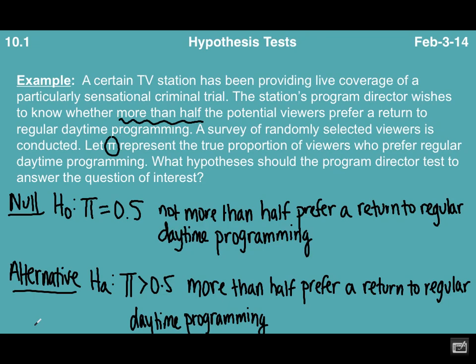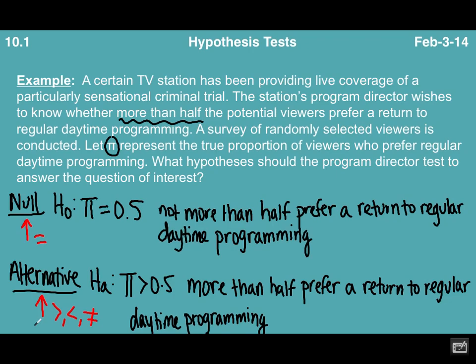Okay, so this is all that section 1 is about, is writing the null and the alternative hypotheses. We're not actually going to test them yet. We're not going to do that until section 3. Just an important note. The null is always in terms of equal. The alternative can be greater than, less than, or not equal to.